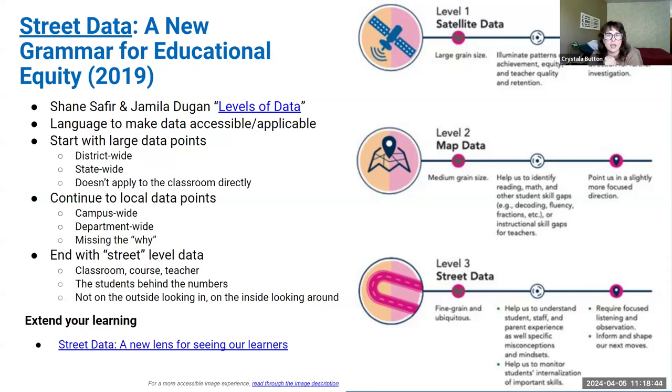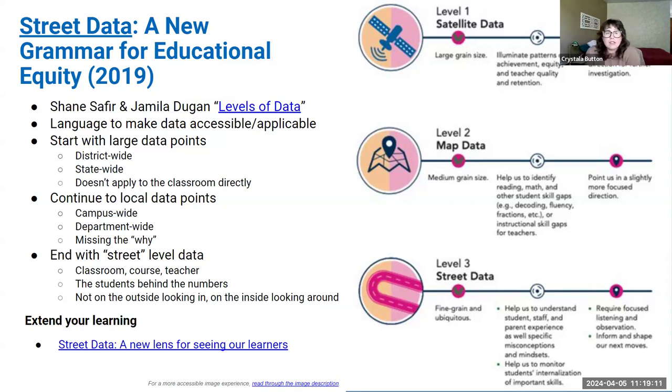So those are things like campus-wide data. Those are things like department data. If you're doing a department study, like I know our English department at Diablo Valley is doing a department study of student preference. They gave out a survey department-wide, and they're looking at student preference of class schedule, the type of modality and when. Those are kind of local data points that we call map data.